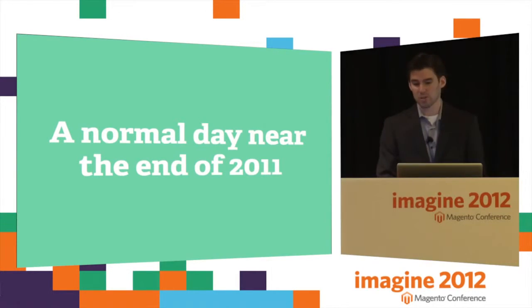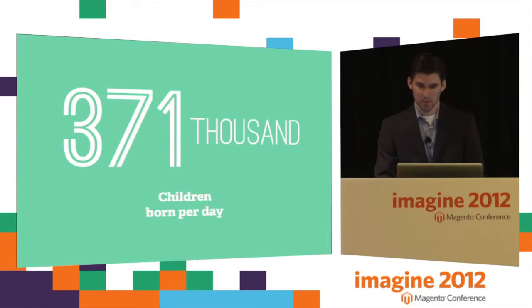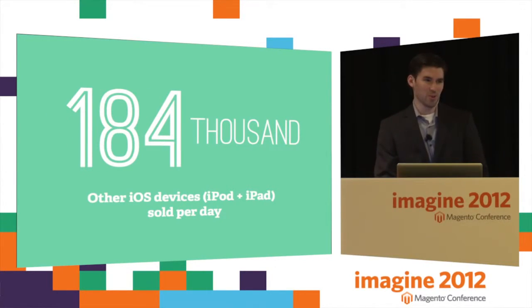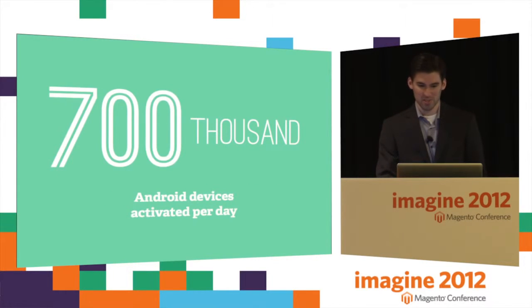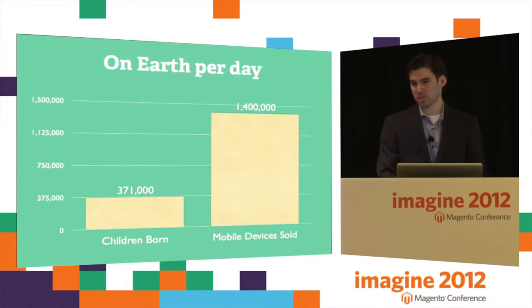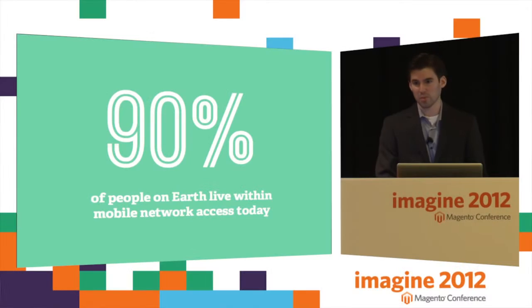That's global. Let's look at a 24-hour span near the end of 2011. This is the number of children born, 371,000. In the same day, there were 378,000 iPhones sold. There were 184,000 other iOS devices, Android devices activated, Nokia smartphones, BlackBerries. That's 371,000 children versus 1.4 million new devices every day. 90% of the world lives within mobile network access today.